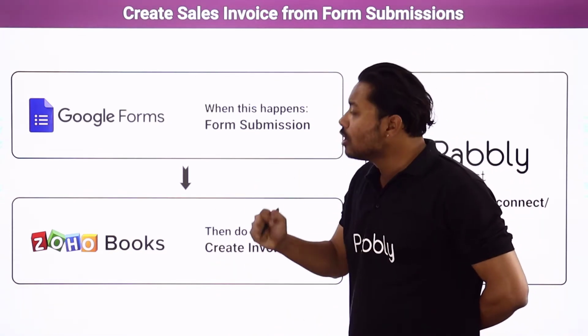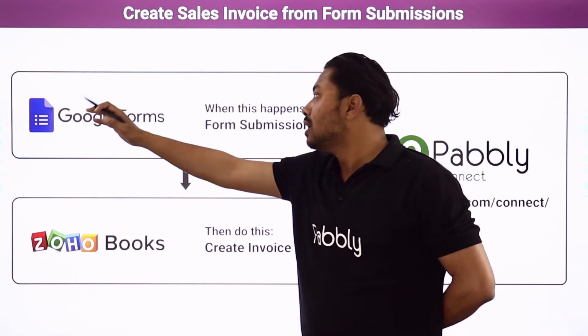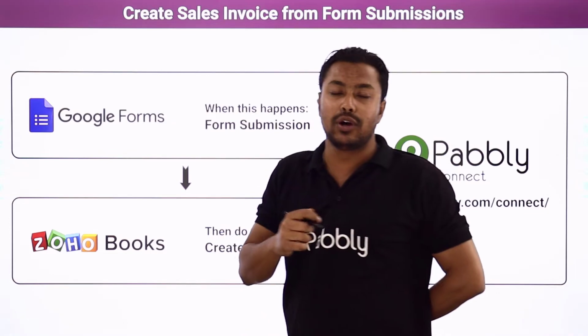So what we are doing here is, whenever we have a new form submission through Google Forms, we create an automatic invoice in your Zoho Books. Now why is it important?